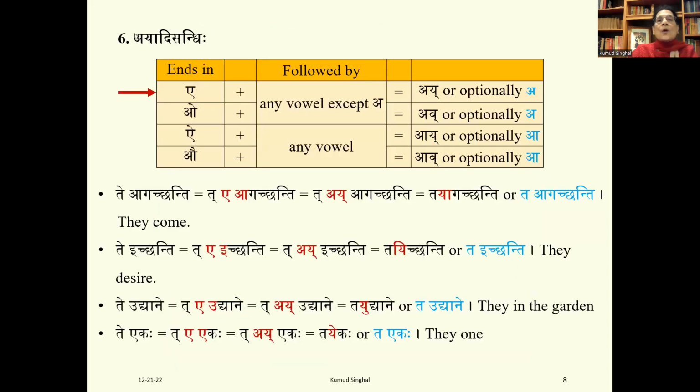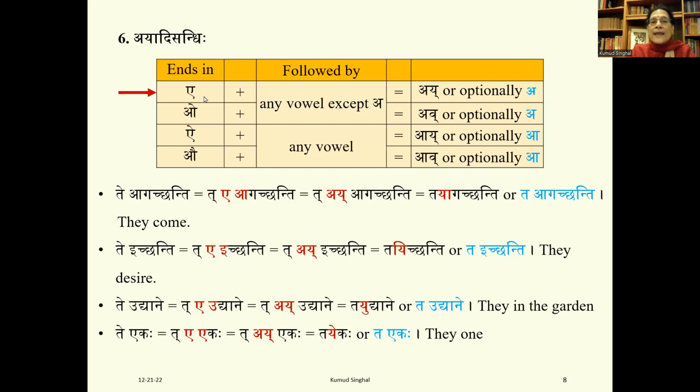And that Sandhi is called Ayadi Sandhi. So Ayadi Sandhi has 4 possibilities. The first one is A followed by any vowel except A. When A is followed by any vowel except A, then A is replaced by I. It will be clear in the examples. And it also has an optional form where this Y drops off. So optionally, A will be replaced by A.